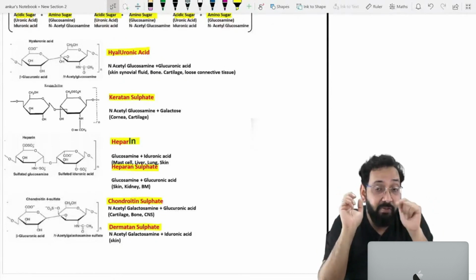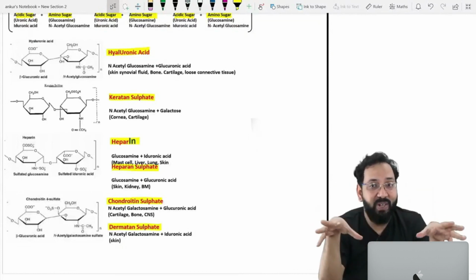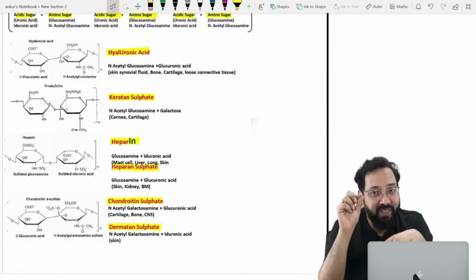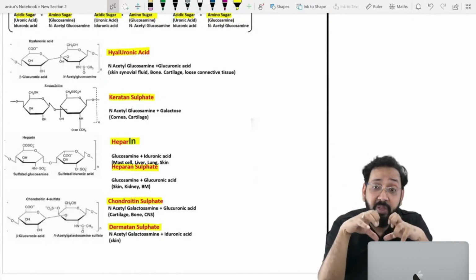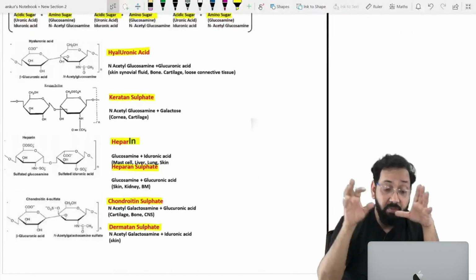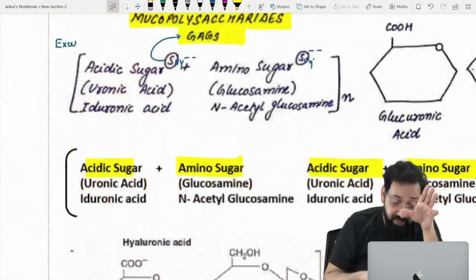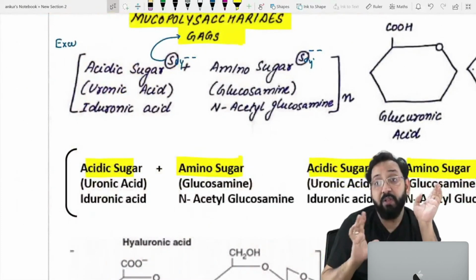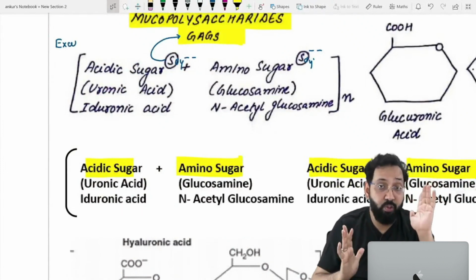That's why, first question, heteropolysaccharides absorb a large amount of water and form a mucoid structure. This mucoid structure is slippery in nature. When we saw the structure of all these mucopolysaccharides, we found that their structure was having one acidic sugar and one basic sugar, amino sugar.